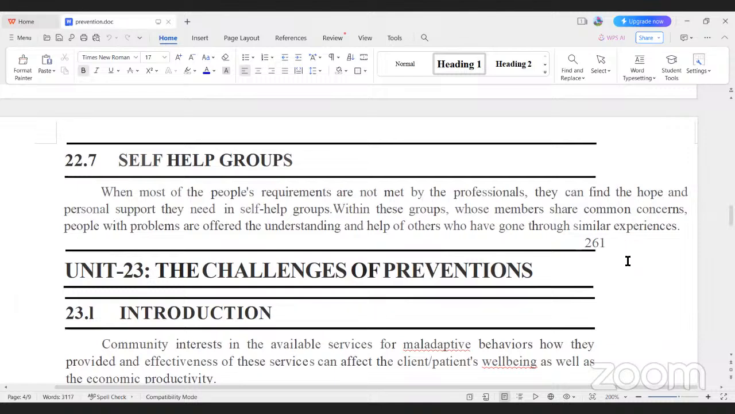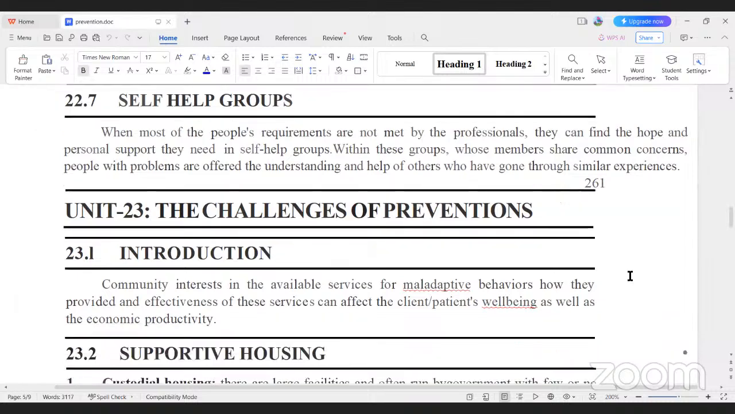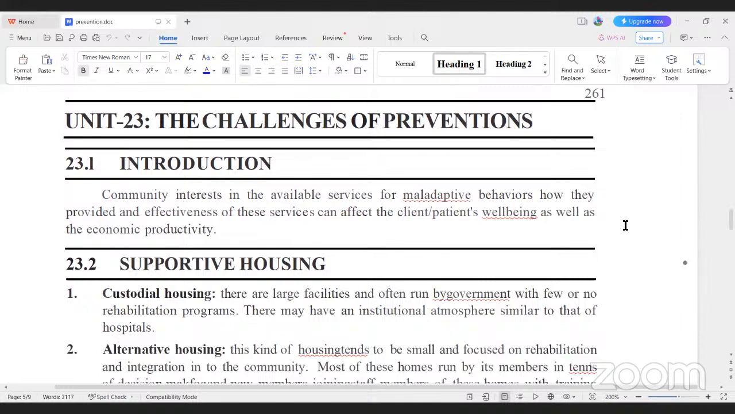And now the last chapter is, what are the challenges in prevention? Challenges are there, some challenges for prevention also. Even though you know how to prevent, how to create awareness among the public, there are some challenges. Even professionals are also facing problems. So in your book, it is very clearly there, you can read all these things, very normal material.